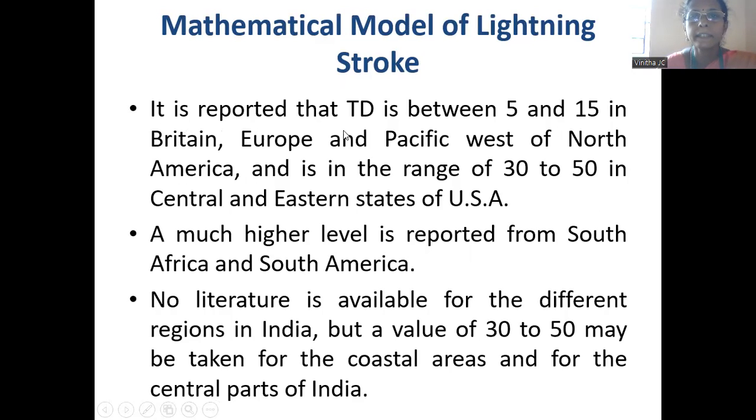And here, as per the records, thunderstorm days are reported between 5 and 15 in Britain, Europe, and Pacific West of North America, and in the range of 30 to 50 in central and eastern states of USA. A very high level is reported from South Africa and South America, and there is no literature available for the different regions in India. But a value of 30 to 50 may be taken for the coastal areas and for the central parts of India.